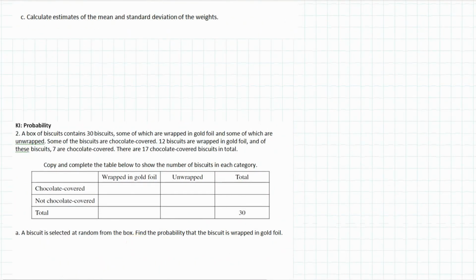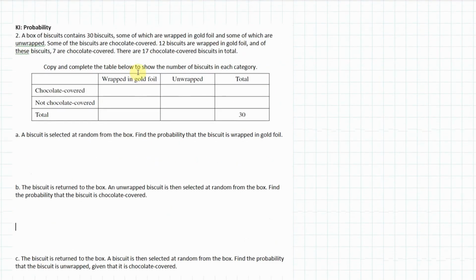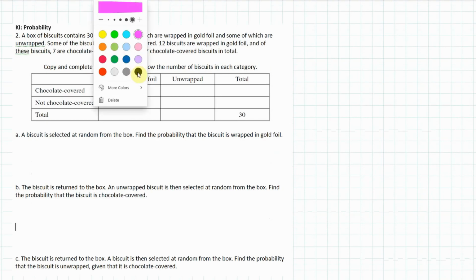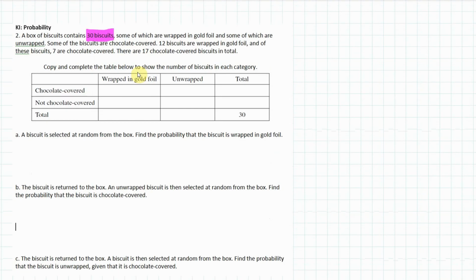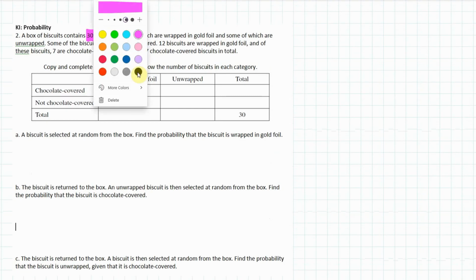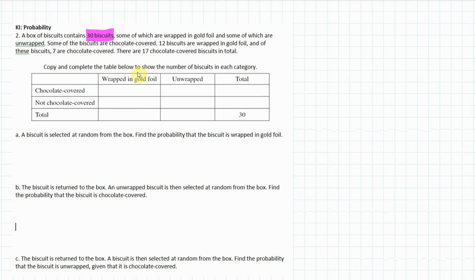Yeah, perfect. Now, what we're going to do is move on to a probability question. So here we have some biscuits. There are 30 biscuits, and they're wrapped in gold foil, and some of them are unwrapped. Some of the biscuits are chocolate covered. 12 biscuits are wrapped in gold foil, and of these biscuits, 7 are chocolate covered. 12 in gold foil, 7 chocolate covered, and 17 chocolate covered biscuits in total. So we've got to fill in this two-way table.